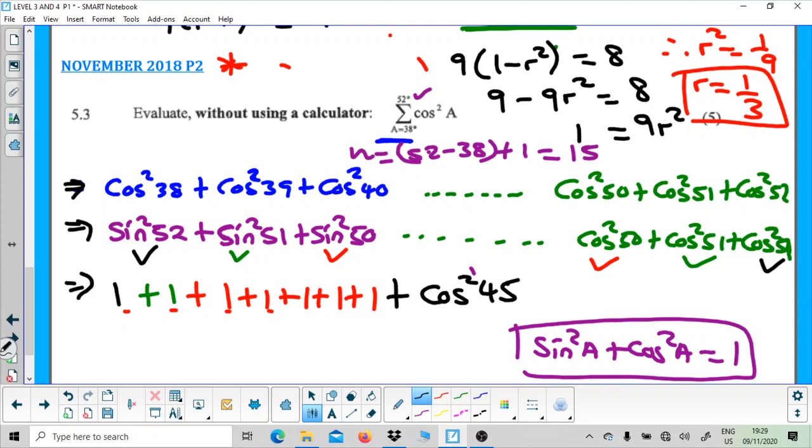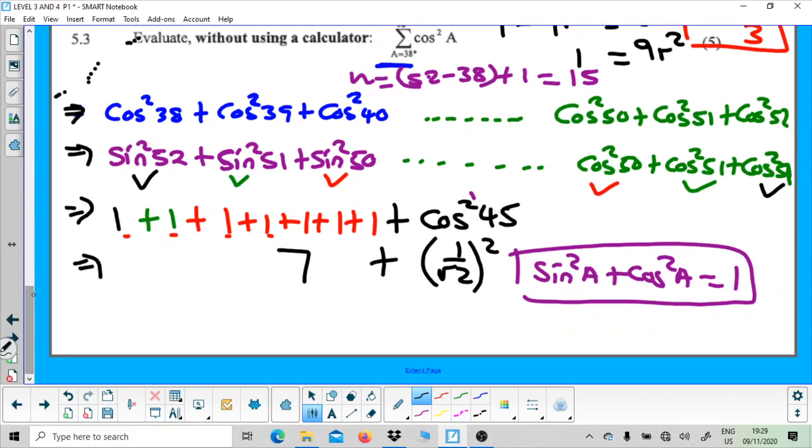The thing is, you are supposed to know what cos squared 45 is. What is cos 45 for starters? That is 1 over root 2. So 14 terms gave us the 7 that we are talking about now. And then we say plus, it was going to be 1 over root 2, but I just finished squaring it now. What is 1 over root 2 squared? A half. So 7 plus a half, what are we getting as our solution? 15 over 2. We can leave it as 15 over 2.